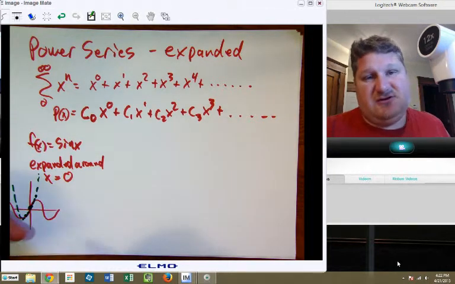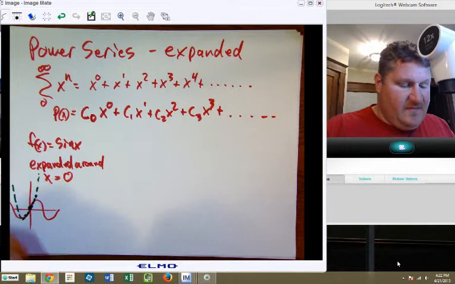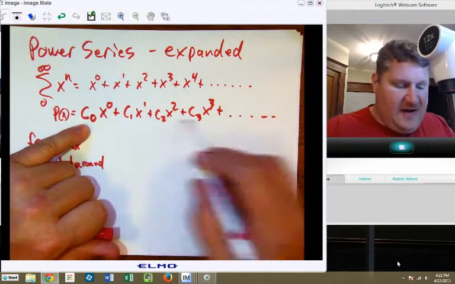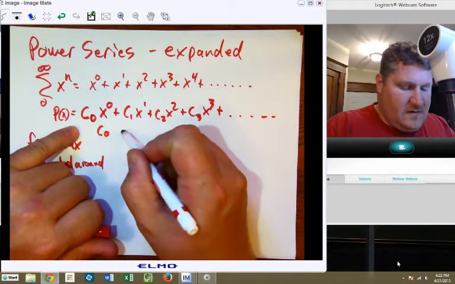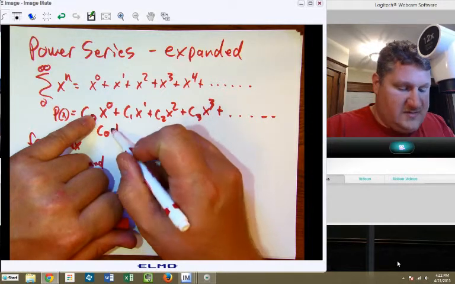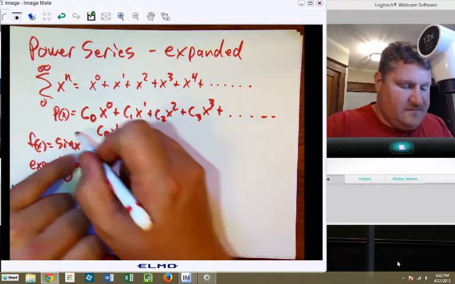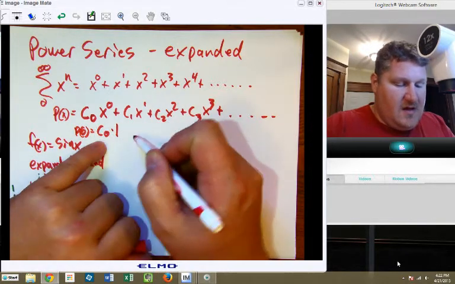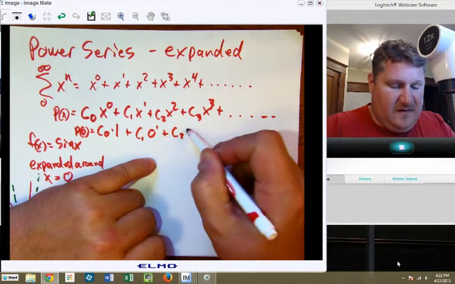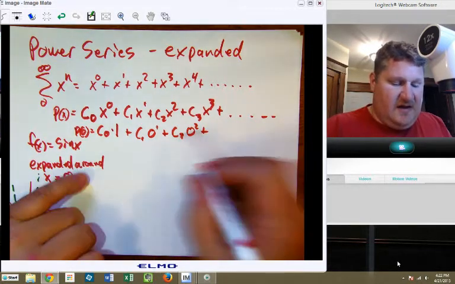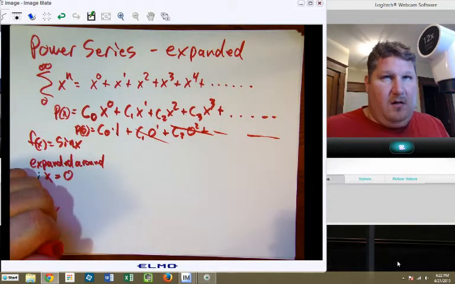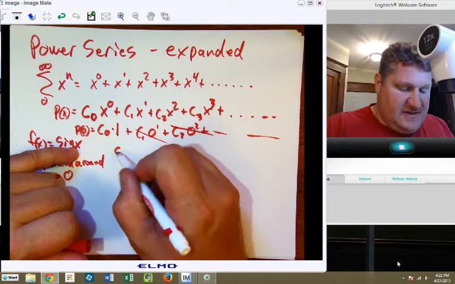The reason to expand around 0 is because of the special properties of 0. So if this is P of x, I could plug in 0 for every x, and I don't get 0 here because x to the 0 is 1, so it'll be whatever the coefficient is. But this one will be c1 times 0 to the first, plus c2 times 0 to the second, and so on. These will all go away because they all have x's in them. Well, so fine, how do you find c1?